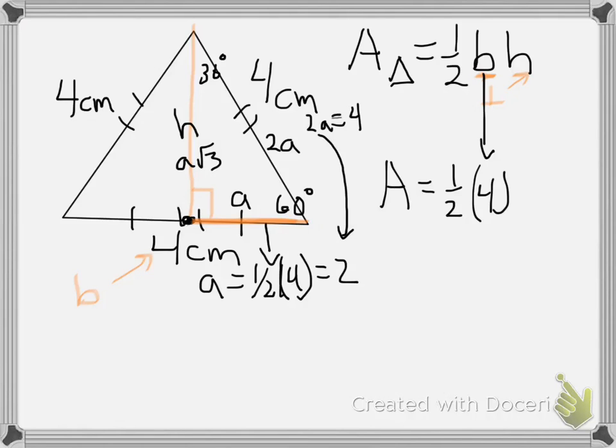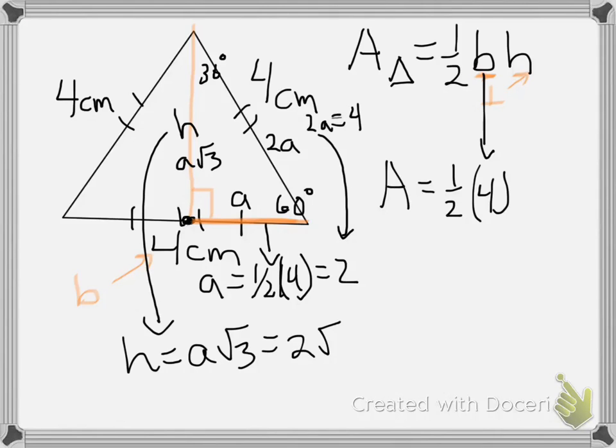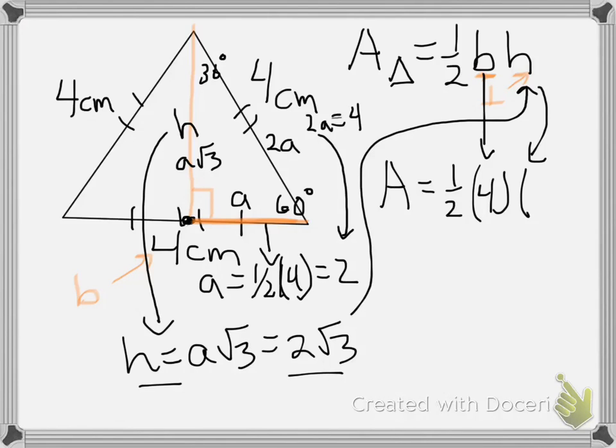So what is the height then? Once we know that, we can go down here and go, the height is A root 3, so it's 2 root 3. So I'm going to put that in for the height there and draw it down here and put 2 root 3.